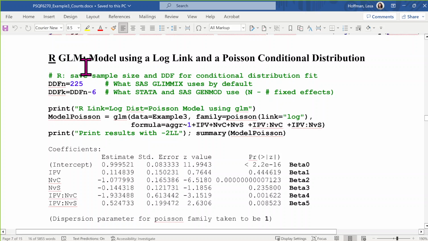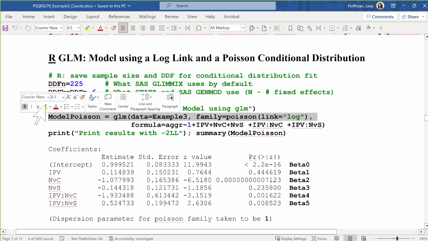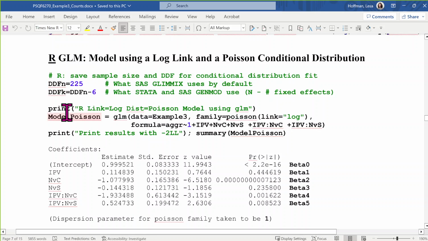So the first thing that I had to do in order to fit these models is to generate a piece of information to be used in those formulas. So I am saving 2 new variables to my R environment. I'm calling them DDFN and DDFK. So I am putting in the sample size because that's one way that people will compute this statistic, is to use Pearson chi-square over the number of observations as your fit index.